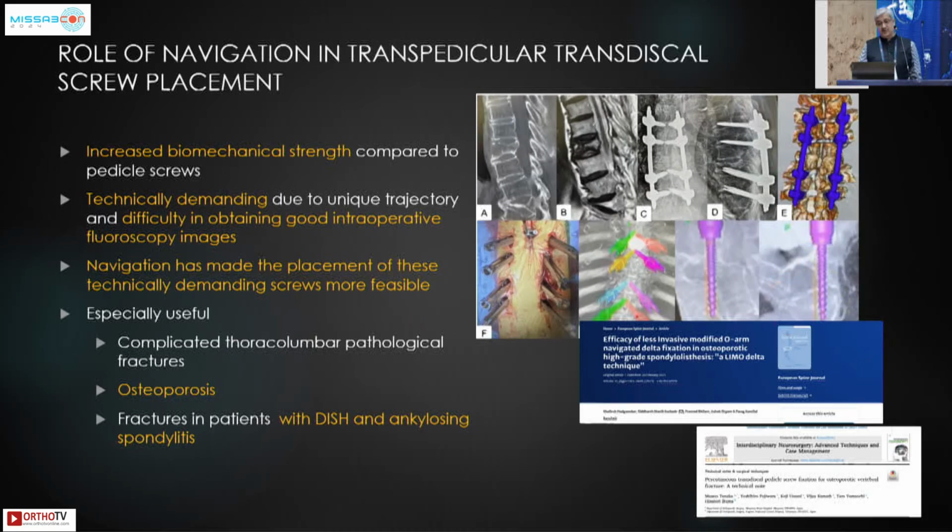There's a new technique, transpedicular and transdiscal screw placement, which is technically demanding in nature, and it can be difficult to put in under fluoroscopy because of the angulation it needs, a 25-degree angulation to put into the superior vertebral body. So with navigation, this has become more feasible, and it can be done in cases where the bones are very weak, like osteoporotic fractures, osteoporosis, or in patients with ankylosing spondylitis.